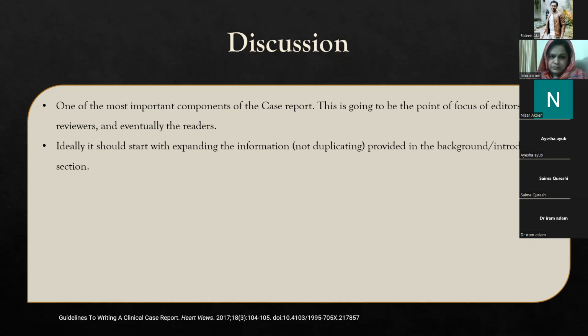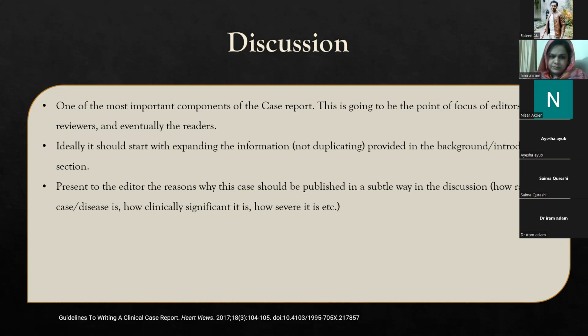Ideally, it should start with expanding the information, but not duplicating, provided in the background. You will just briefly elaborate the basic hardcore facts, just in 1, 2, 3 lines to give a start. Then you have to present to the editor the reasons why this case should be published in a subtle way in the discussion. Subtle way means that you should not clearly and literally write why it should be published, but just show how rare the disease is, how clinically significant it is, what is its significance in the real public health world, and how severe it is. So you have to show these things with relevant literature.